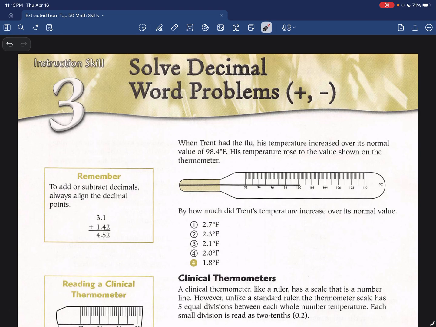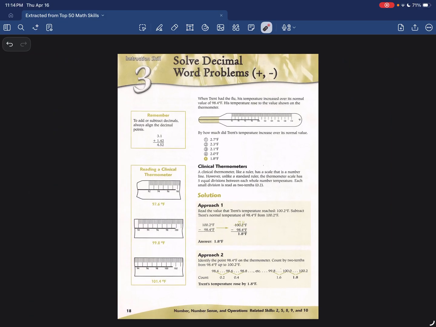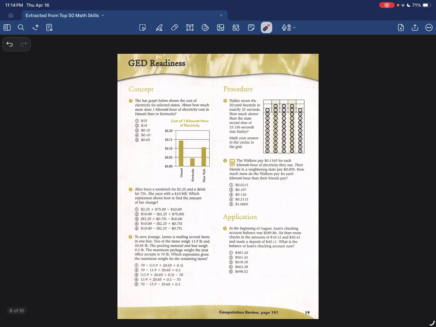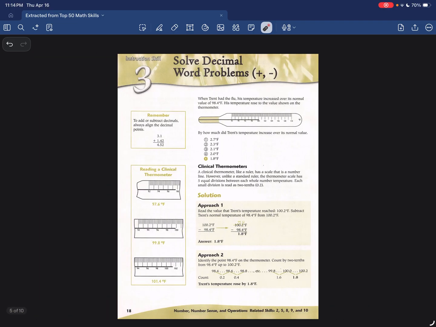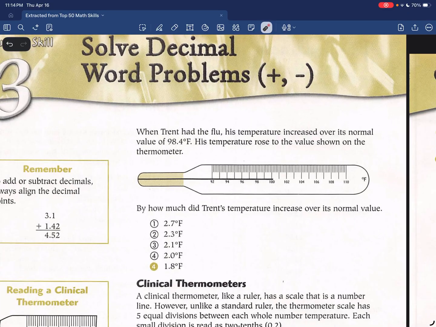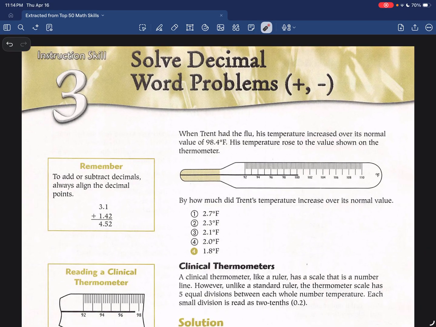Instruction Skill 3 is solving decimal word problems with addition or subtraction. And the recommended computation review for this one is page 141. I'm on page 18 of the text. And let's take a look at this first example.